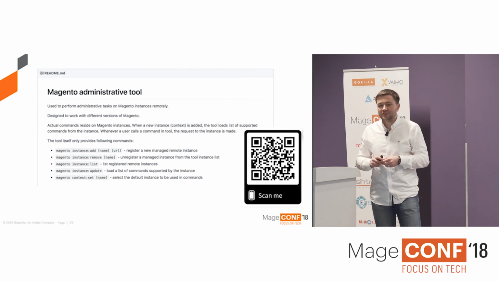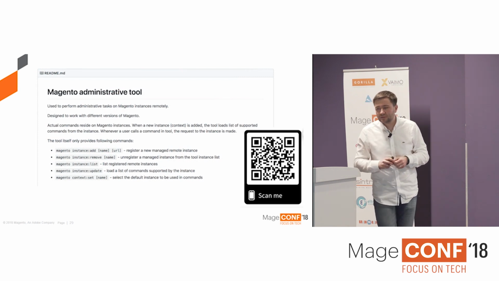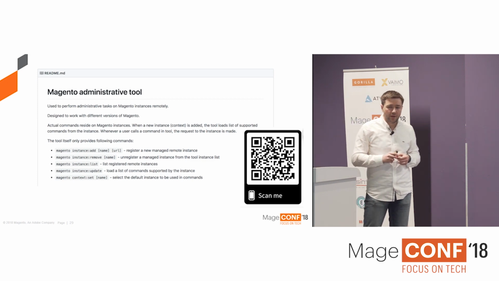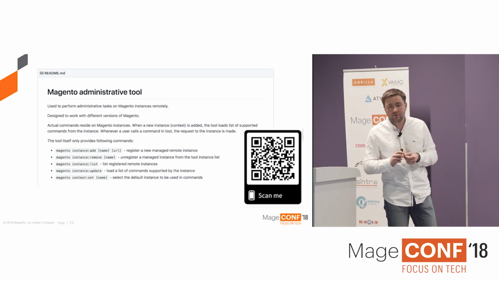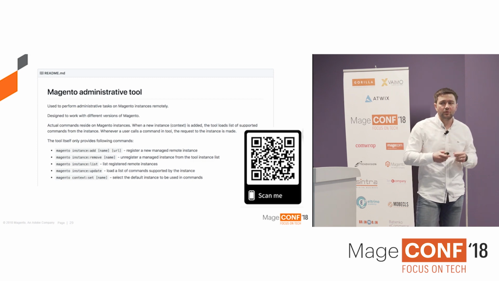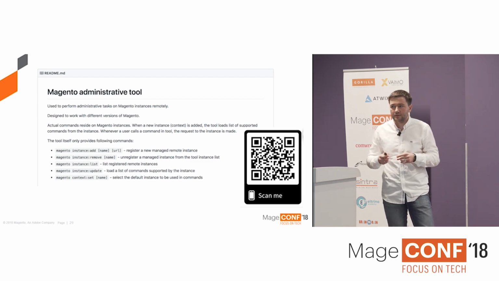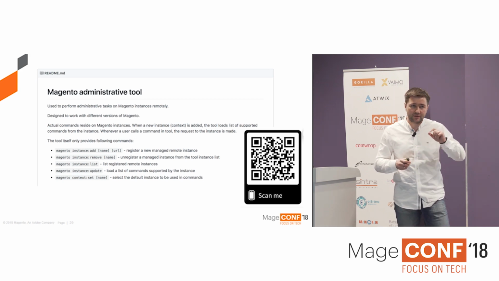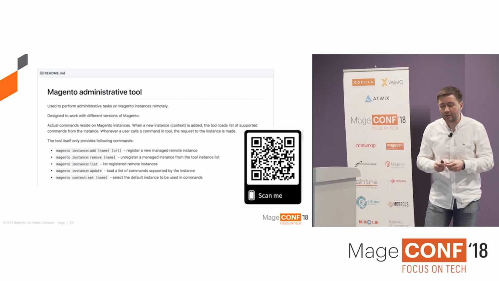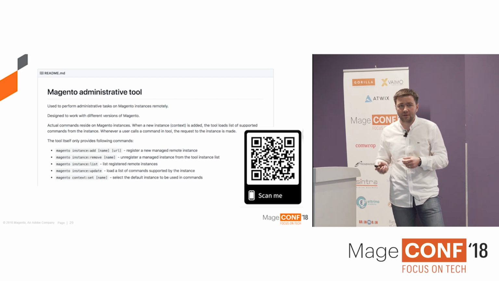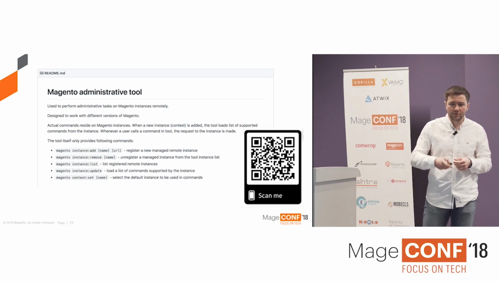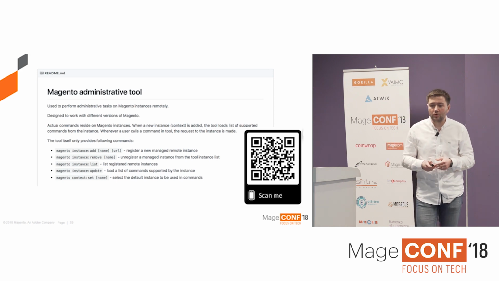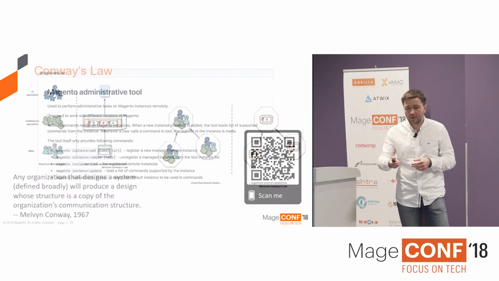Also, we have the Magento administrative tools, which is currently being created, and this QR code leads to this tool. This particular tool lets you manipulate and manage all the Magento instances on different servers. Via this tool, you can give a command to deploy additional instances or shut down these instances. So this tool would also be developed and provide more and more functionality further.